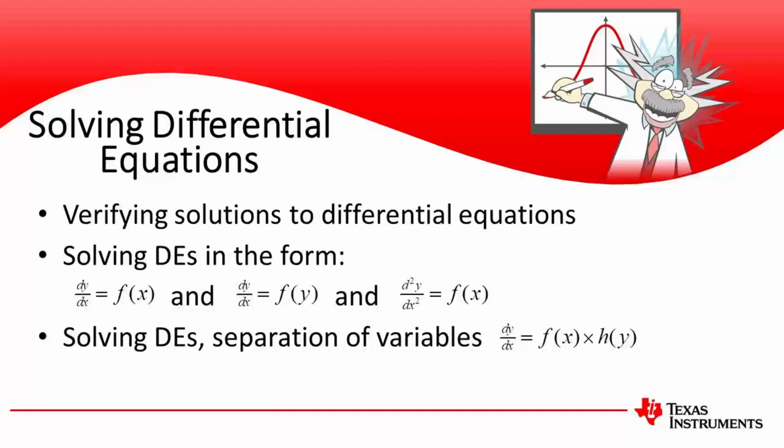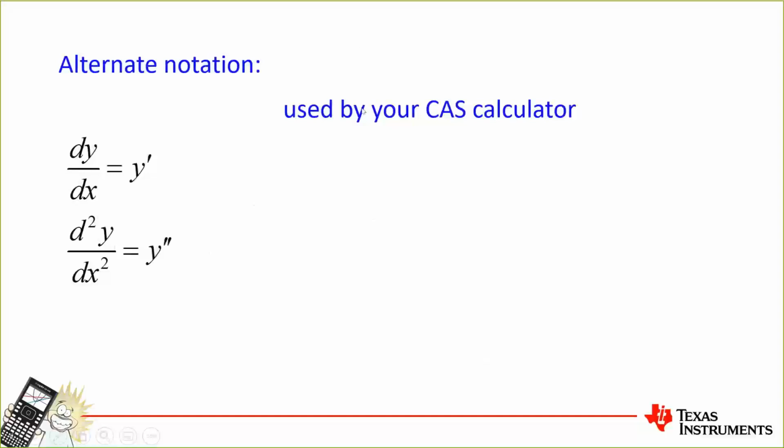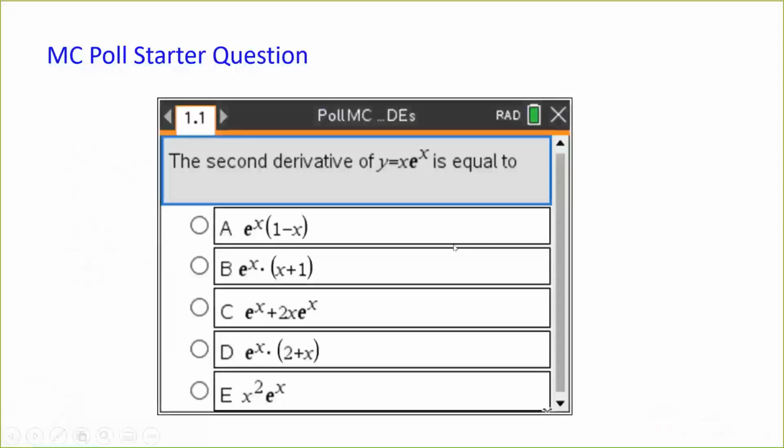And we have a second order differential equation when we are given the second derivative, but that will always be a function of x. And we'll look today at all those types. But we'll start with verifying solutions. And we'll also look at the alternate notation. So dy dx can be written as y dashed, and d2y dx squared, the second derivative, y with 2 dashes, and that's what the calculator uses.